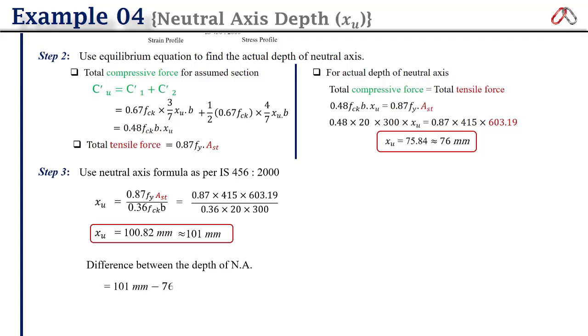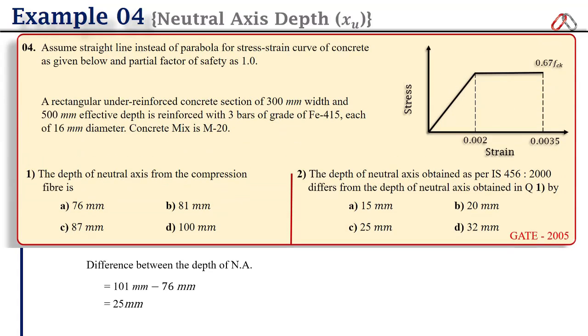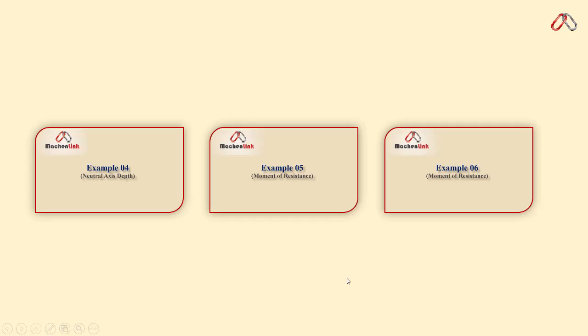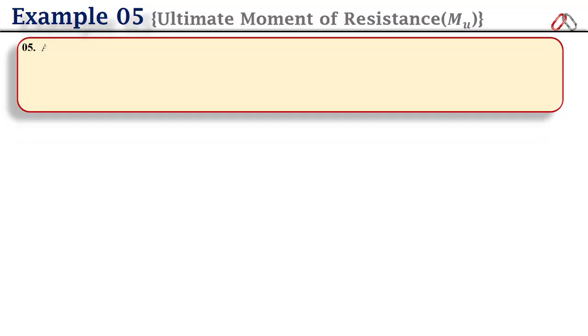So the value is 101 minus 76 mm, that is 25 mm. Hence the option for the second question is C, that is 25 mm. Hence I have explained here in this question how to find out the actual depth of neutral axis. So now move to another important example, the ultimate moment of resistance Mu.